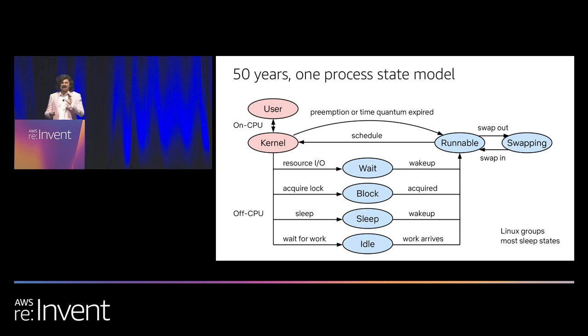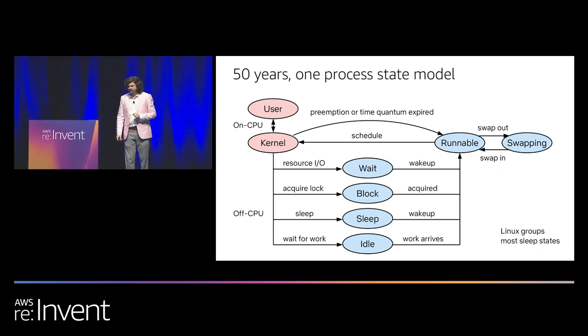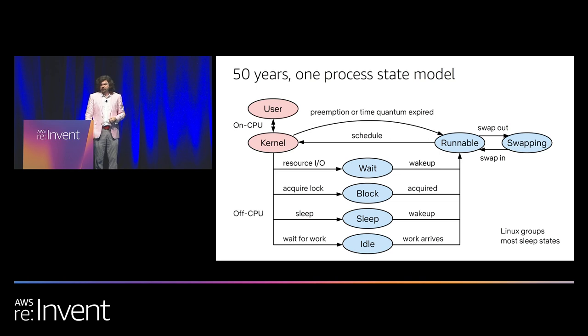Apart from providing a new API into the kernel, BPF has also provided its own model for running programs. For 50 years, we have basically had the same process state model for writing applications. I've drawn a generic version of it here. Linux groups many of these together as the same sleep state. Your application is running in user mode. You call into the kernel for resources. And then from the kernel, you may block on resource IO or locks, sleeping or waiting for work. You may get descheduled because there's a lot of CPU load. This is a time-sharing system.